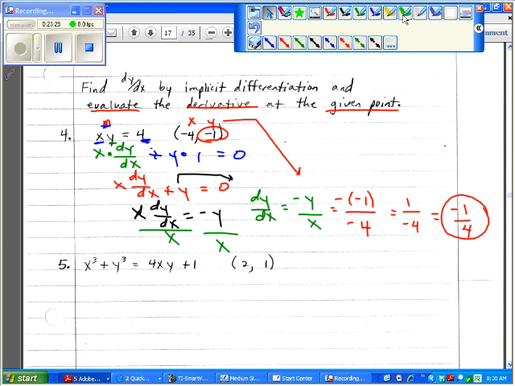You know that we could take that point and that slope, and we could write an equation of that tangent line in point slope form, change it to slope intercept if we wanted to, so we could go one step further. Okay. Any questions on number 4? Okay.